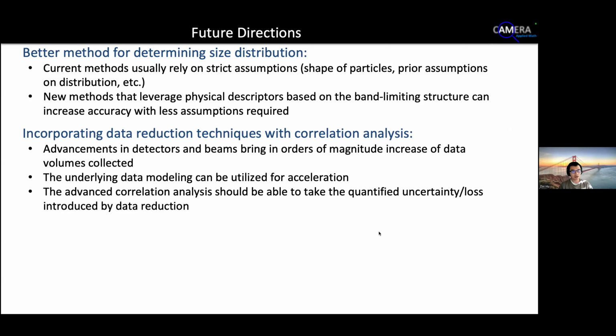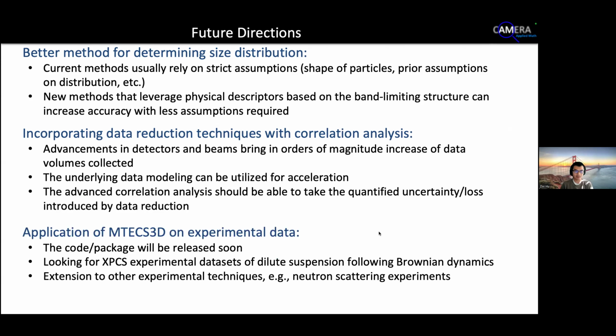The third work I want to pursue is to apply MTEX on experimental data. I'm looking for real data to test and refine the algorithm. We should be able to release the code and package very soon, so I'm just going through some paperwork here. I'm also seeking to extend the approach of MTEX to other experimental techniques, for example, like grazing incidence XPCS, resonant XPCS, and neutron scattering experiments.